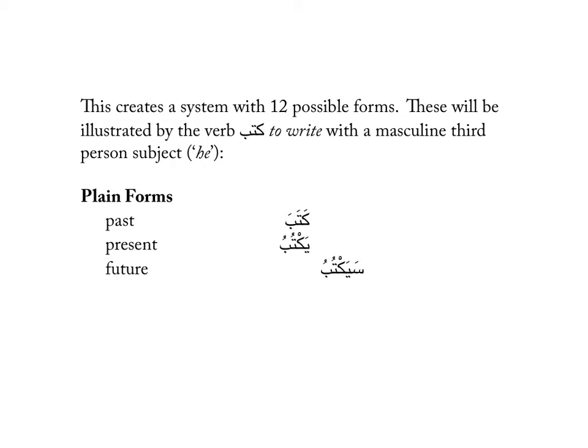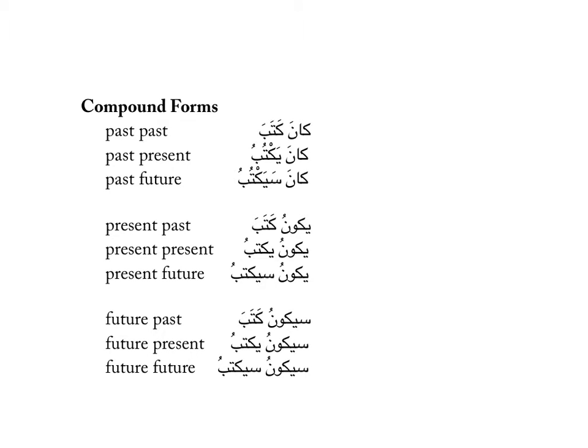I'm going to illustrate these with the verb kataba, conjugated for the masculine third-person subject, in other words, huwa, or he. And so, kataba in its plain forms gives you three of these forms, which is kataba, yaktubu, and sayaktubu. When combined with the verb kana, you get all the different combinations of past, present, and future kana with past, present, and future regular verb, and that gives you 3 times 3, which is 9 additional possible forms.